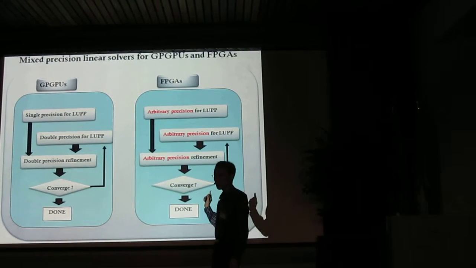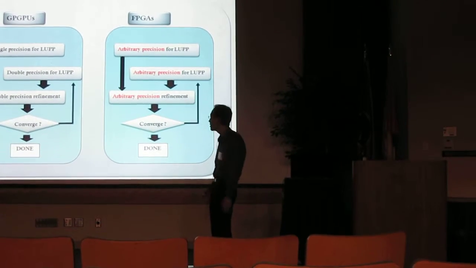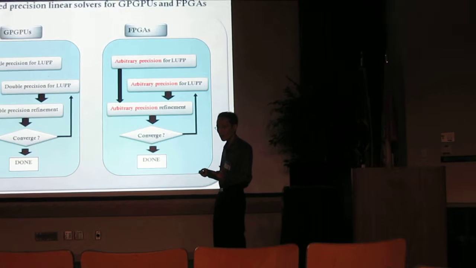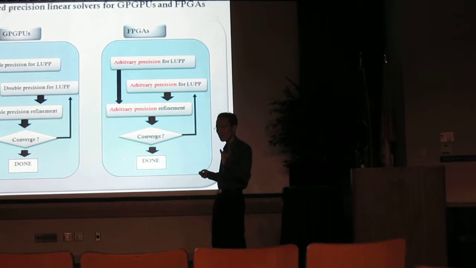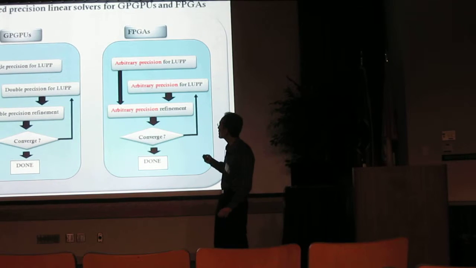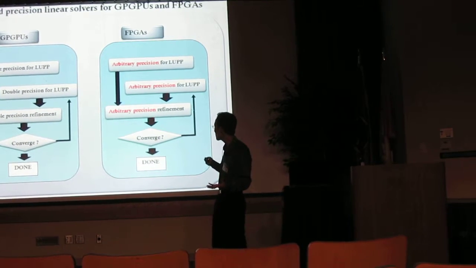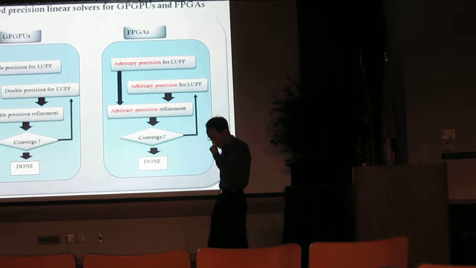However, in FPGAs, as I mentioned before, we can employ arbitrary precision. So we can fully exploit the precision to optimize performance. We can employ arbitrary precision for approximate solutions. Also, we can use arbitrary precision for refining solutions.